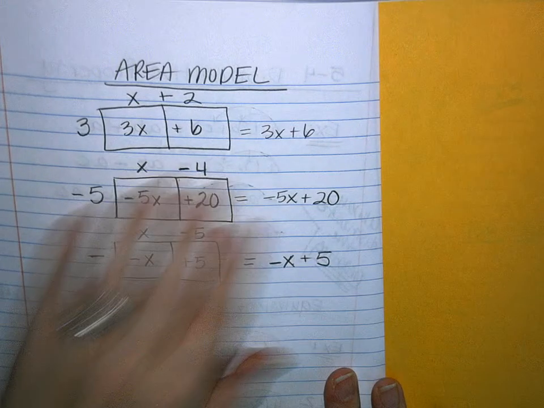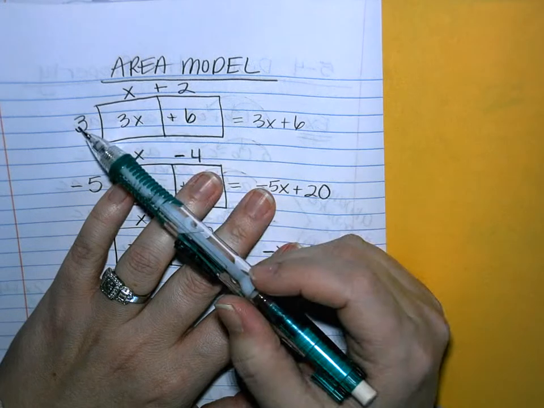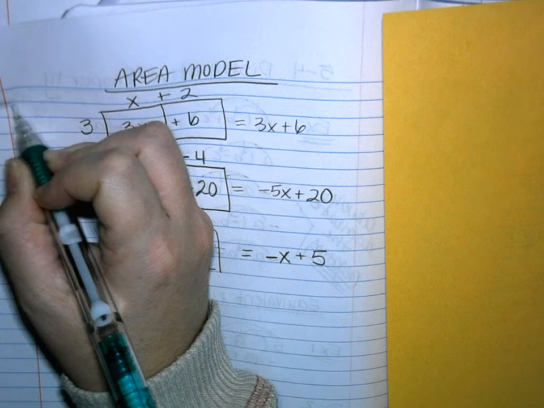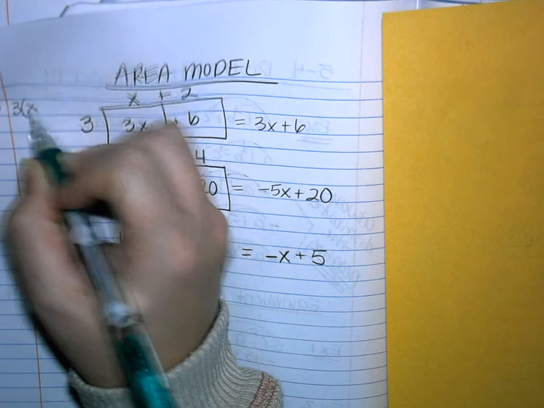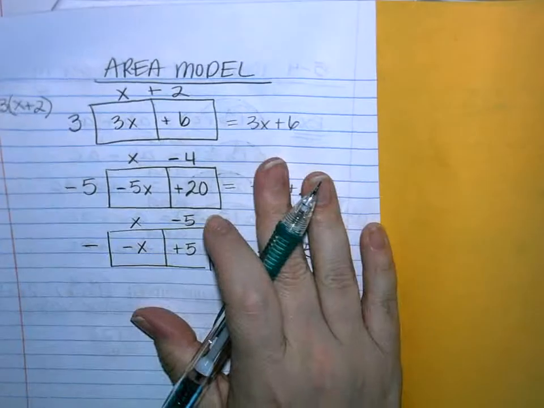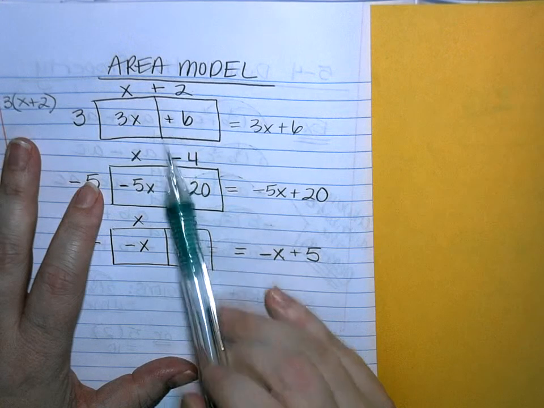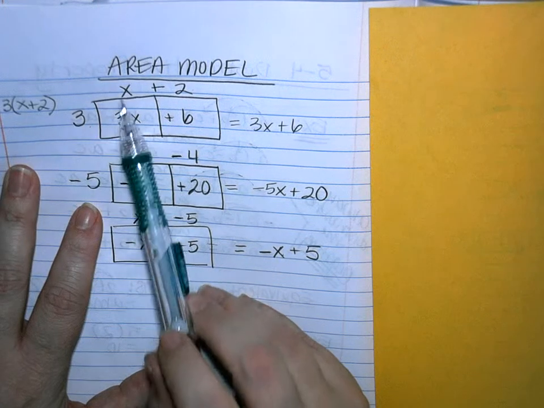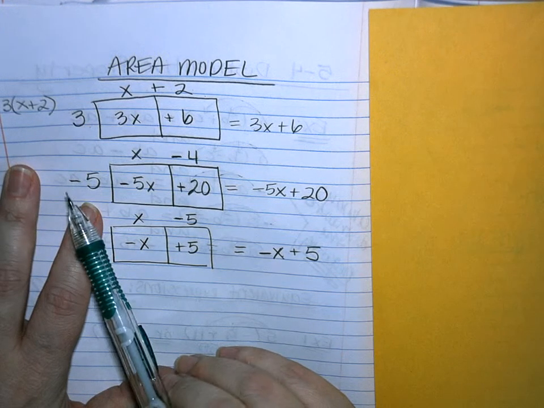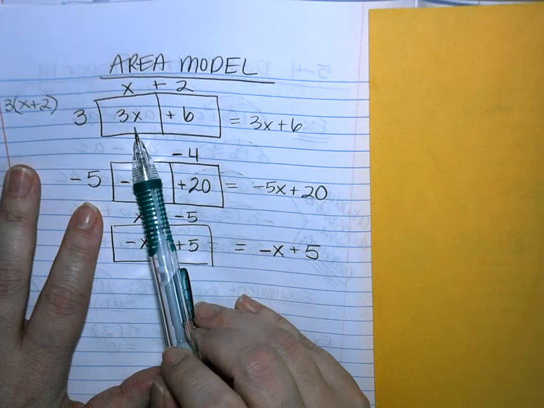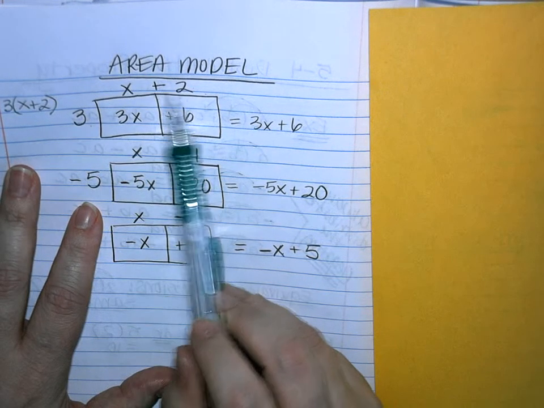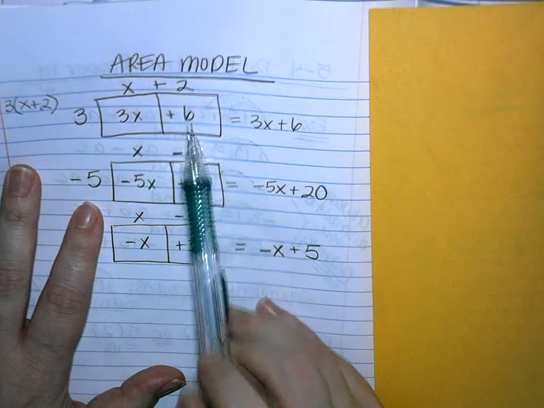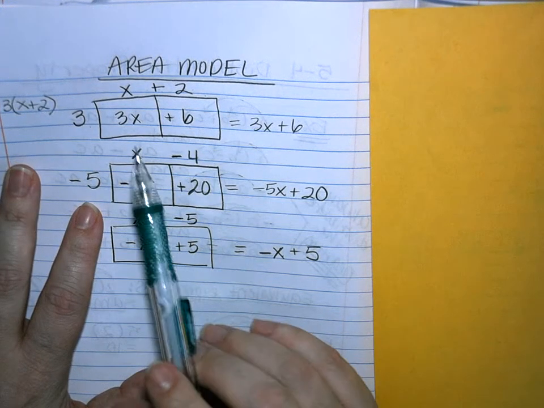So let's look at the first one right here. If I had 3 times x plus 2, and if you want to write out what it would look like, it would look like 3 times x plus 2. What I did was I drew a little rectangle with a line down the middle. Can you guys see what I did? And I put the 3 over here and the x plus 2 on the top. Then I know 3 times x is 3x. 3 times a positive 2 is a positive 6. Do you see what I did? I kind of broke it apart. You don't have to do it this way. It's just an option for you.